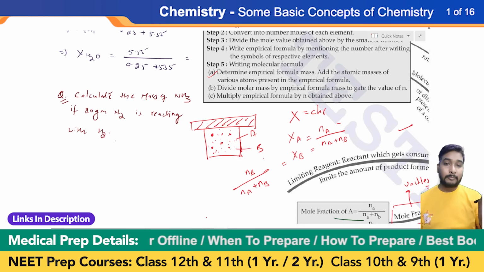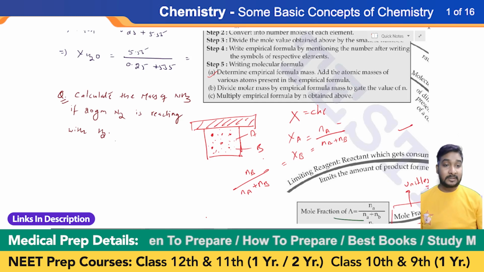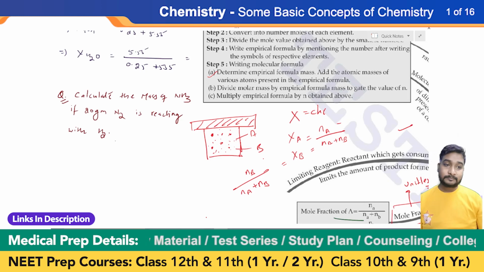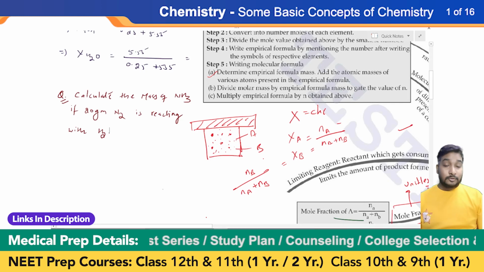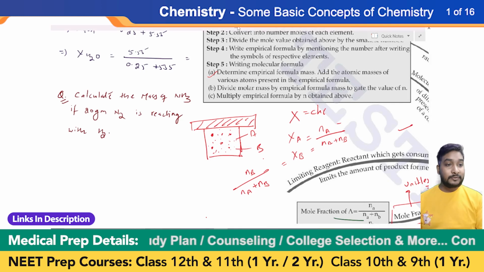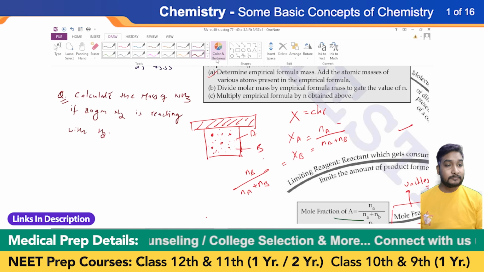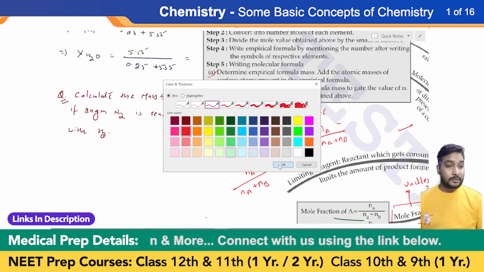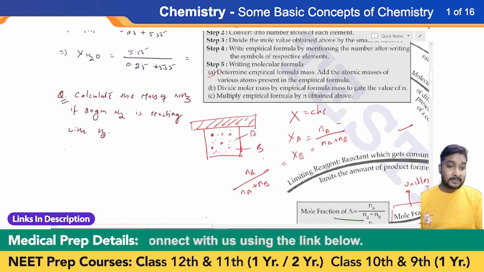I don't know. We have to balance the reaction and we can solve the answer. So if 20 gram nitrogen is given, then how much ammonia can we prepare with the reaction? Okay, so please pause the video and solve the question. Okay, I hope you have solved the question. Now let me solve it. Please tally the process.